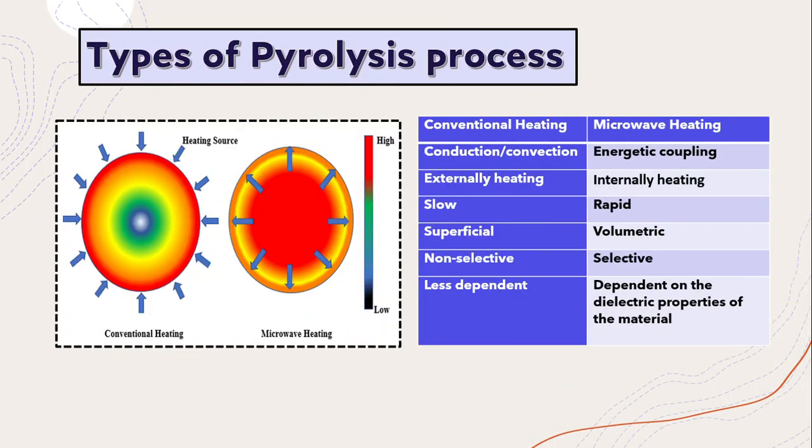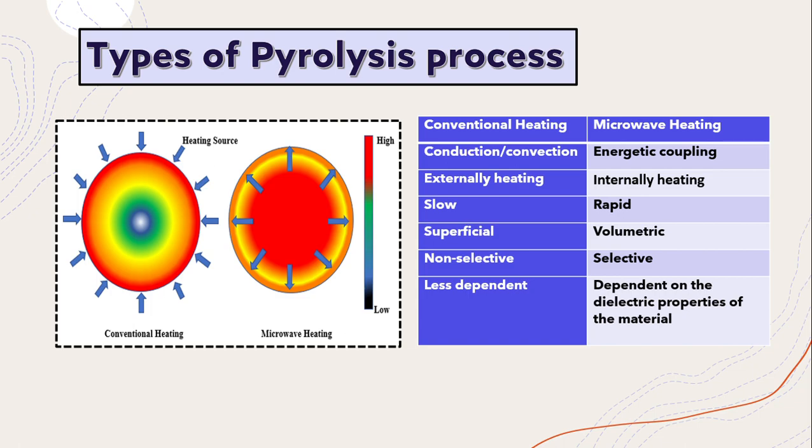Types of pyrolysis process. There are two main types of pyrolysis process: the conventional pyrolysis process and the microwave pyrolysis process. The table and the figure show conventional heating and microwave heating. In the case of conventional heating, it is by conduction and convection, heating externally the surface of the material, and it is slow, superficial, non-selective, and less dependent.